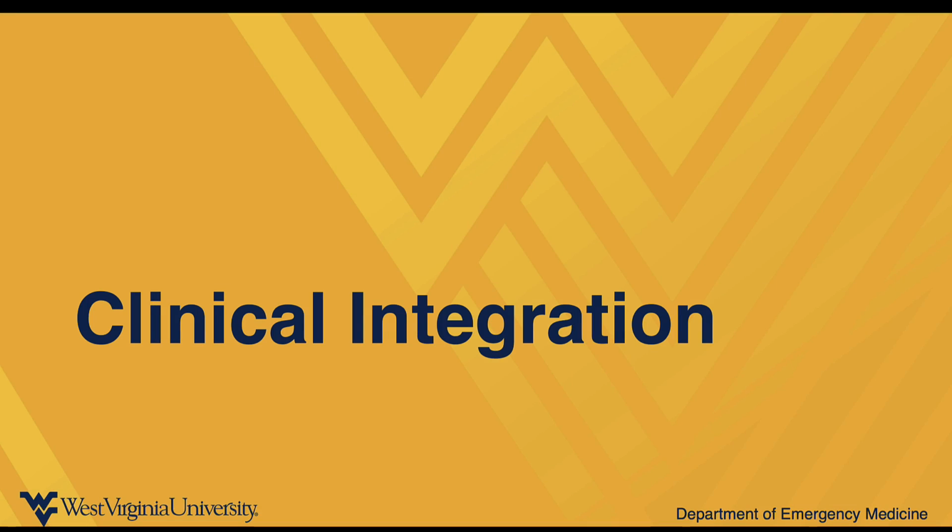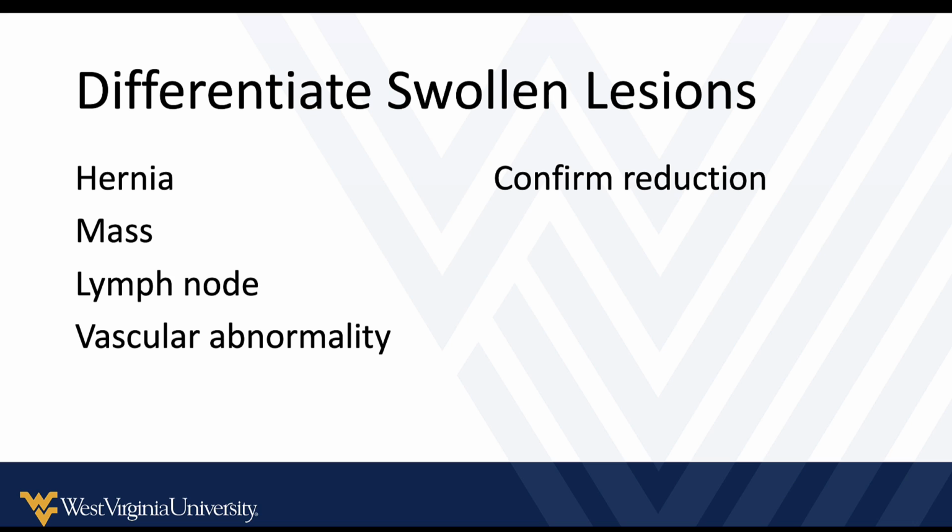So to talk a little bit about integrating this clinically, again, the patient says, I've got a swollen lesion, maybe it's painful. History, physical, and point-of-care ultrasound. Hernia, yes or no? Is it some other mass? Is it a lymph node? Is it a vascular abnormality? Is it an abscess? There are lots of other lesions that you may want to look at, and you can, in seconds, usually decide what you're looking at. If it is a hernia and you think it's a candidate to reduce, you can reduce it. Maybe it feels good. Maybe you'd want to double check. You can confirm reduction right there in seconds at the bedside with ultrasound.